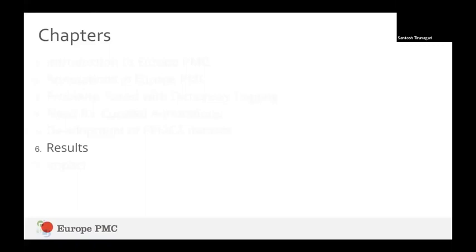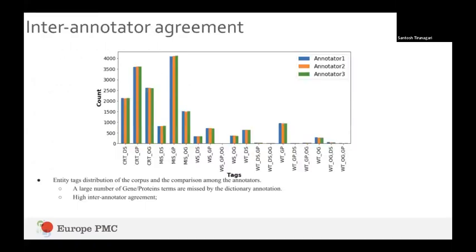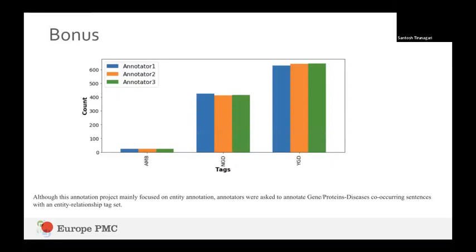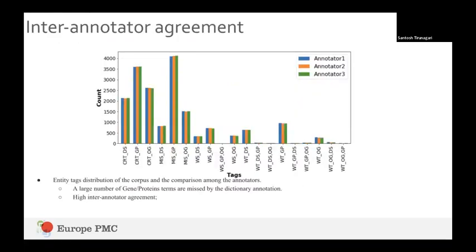And now let's see the results in chapter 6. This is the distribution of the correctly tagged gene proteins and wrongly tagged gene proteins, with correct tags for other entities as well. And the entity tag distribution of the corpus and the comparison here shows that the annotators were mostly in agreement. So this shows that there is a high inter-annotator agreement.